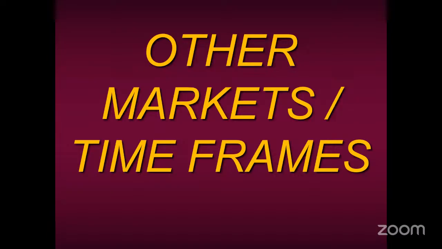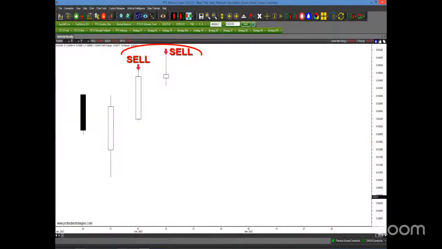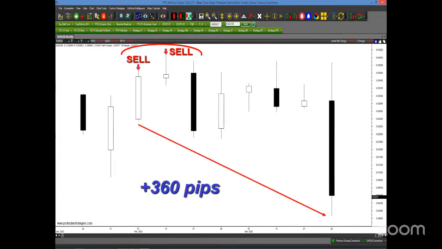All right, now we know not everyone trades stocks, so let's look at some other markets, and not everyone trades daily bars, so let's look at some different time frames. Here's a weekly chart of the Australian dollar. Now, strategy 7 was in an overall downtrend. We had a little bounce right here. Most people would have thought, okay, the Australian dollar is going higher, but 2 sell signals were generated, 360 pips in the next month. That's close to $4,000 per unit you could have potentially captured.